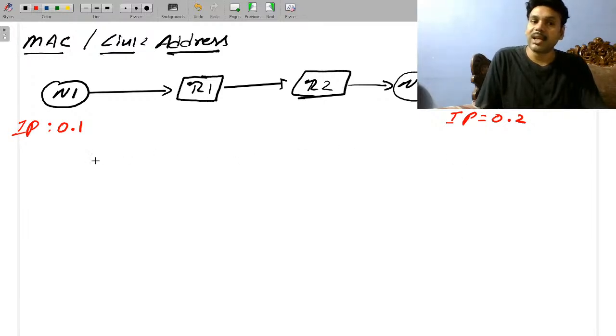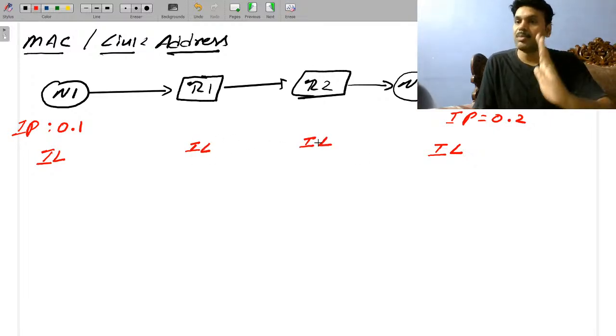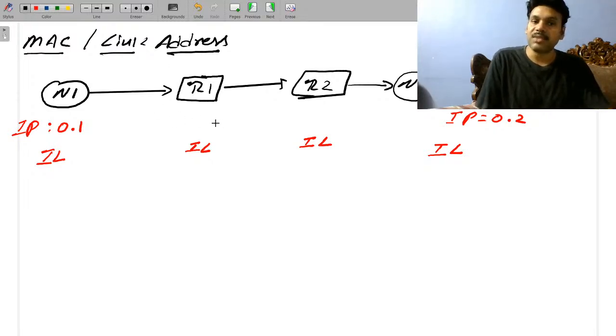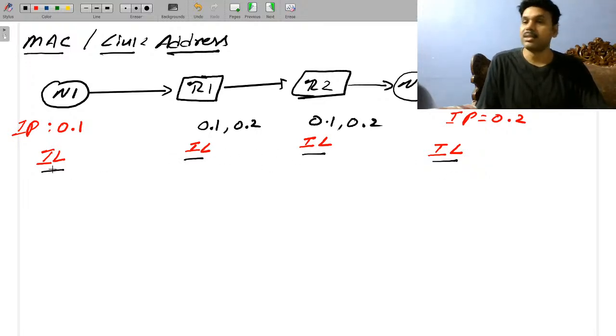Even the internet layer, when the internet layer of a router receives the data, the address will be the same. That's what everybody will understand: that 0.1 is the source and 0.2 is the destination. Here also, the internet layer feels that that is the source and that is the destination.